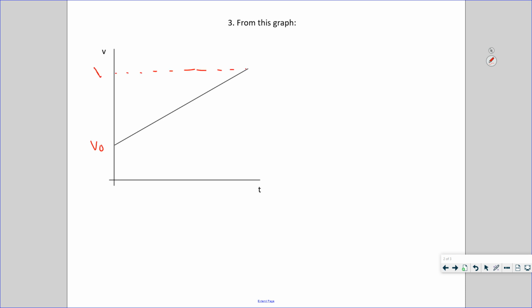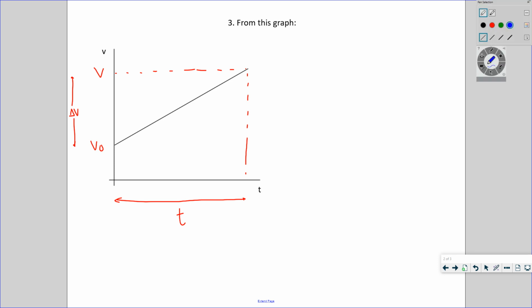It has some final velocity we'll call v. And this acceleration that you can see happens over an amount of time that we'll call t, or delta t, or t, it doesn't matter. Now here is delta v, from v initial to v final. All right. And what it's important to know is that you can find from this graph change in position.